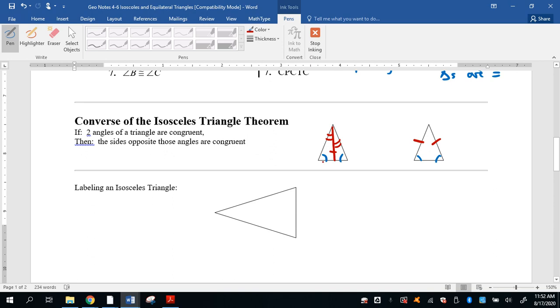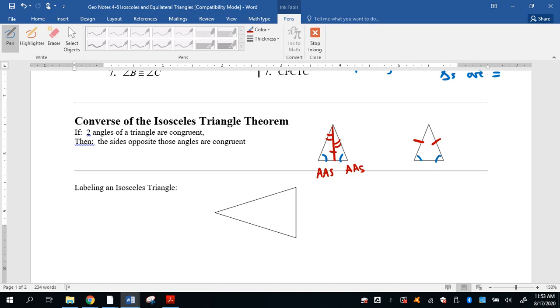So we have an angle, angle, side. By CPCTC, since the two triangles are congruent, corresponding parts of congruent triangles are also congruent. Therefore, these corresponding sides are the same. So if you have base angles congruent, then it is an isosceles triangle. If it is an isosceles triangle, then the base angles are congruent.